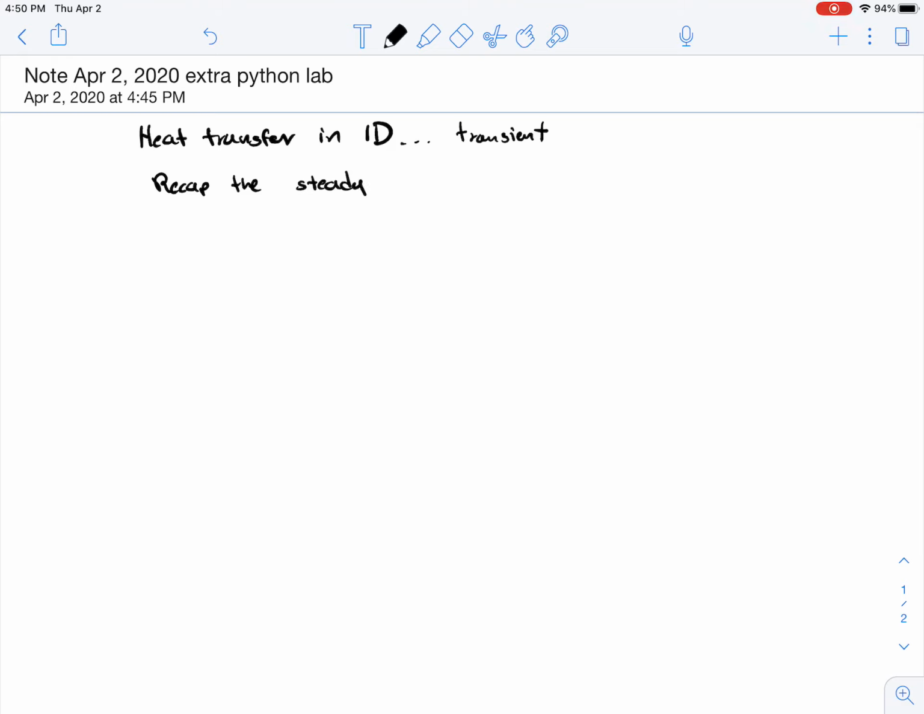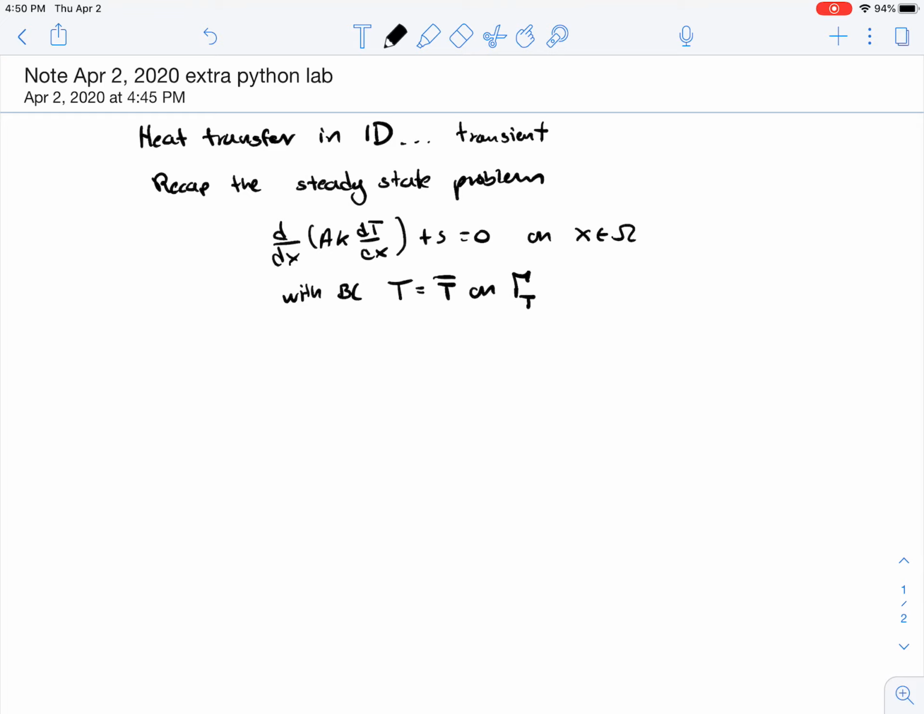So if you recap the steady state problem, that was d/dx of area times conductivity dT/dx, plus s equals 0 on some part of the real line, so omega is just a part of the real line, with boundary conditions T equals T bar on part of the boundary which has temperature boundary conditions, and Qn equals minus K dT/dx dot n equals Q bar on gamma Q.